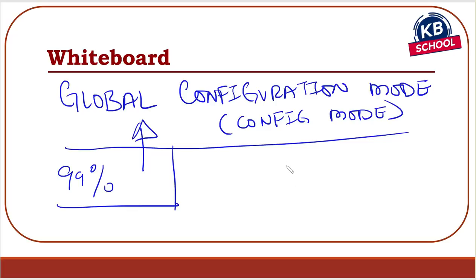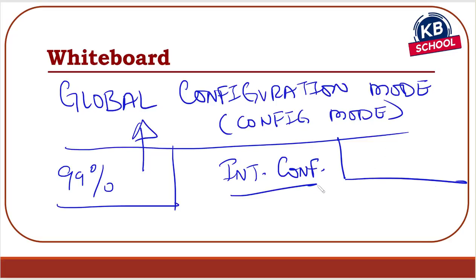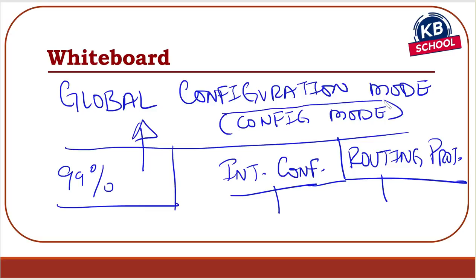Under the global configuration mode, you have sub modes. For example, if you want to configure the interfaces, you have an interface config mode, which is a sub mode of the global configuration mode. Similarly, you have another configuration mode for your routing protocols. We'll take a look at that as we go through the course. For doing different types of configurations, you have sub configuration modes, but all of them are sub configuration modes of this main configuration mode called the global configuration mode. So you enter into the interface configuration mode or the routing protocol configuration mode all through this global configuration mode.